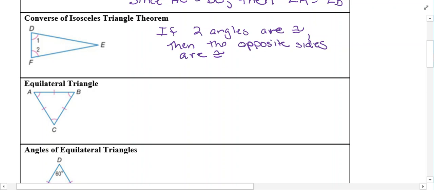So if we know two angles are congruent, then we can conclude that it is an isosceles triangle. So in this diagram, since angle 1 is congruent to angle 2, then we know that side DE is congruent to side FE.